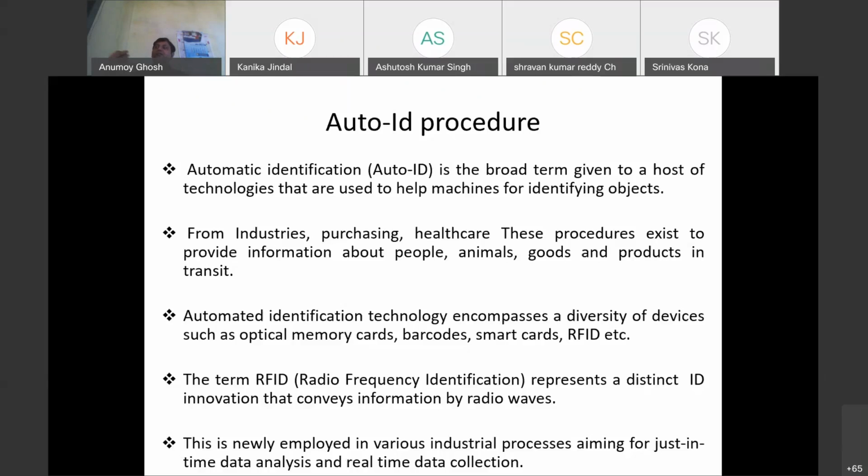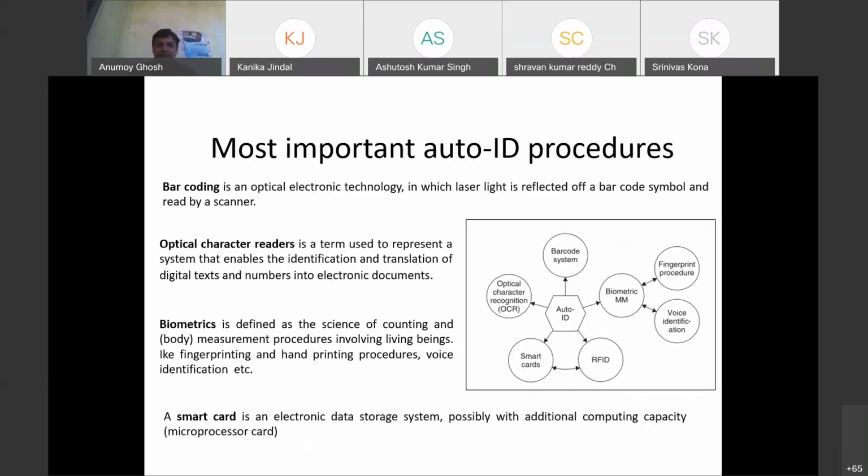But what about this OMR, or what about the barcode reading method? What is the advantage of RFID over the barcode reading method? Why are the industries so interested in RFID? So here is just one thing that is given over here.